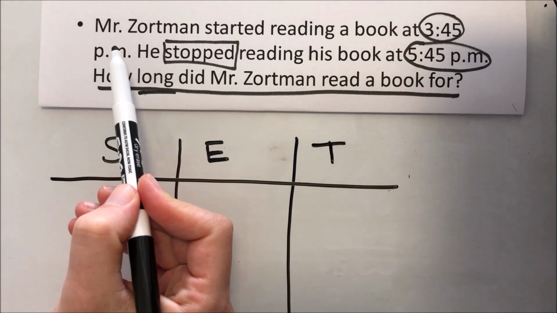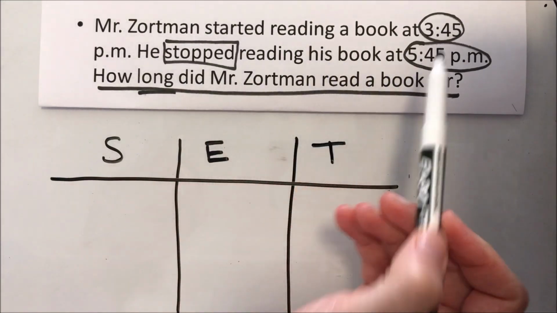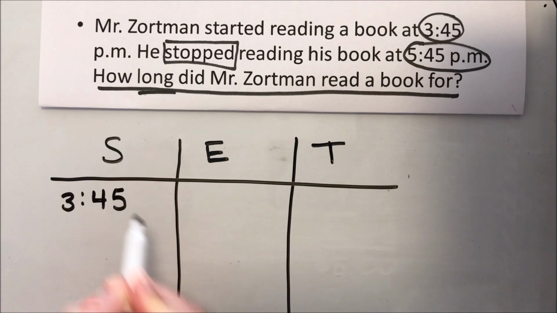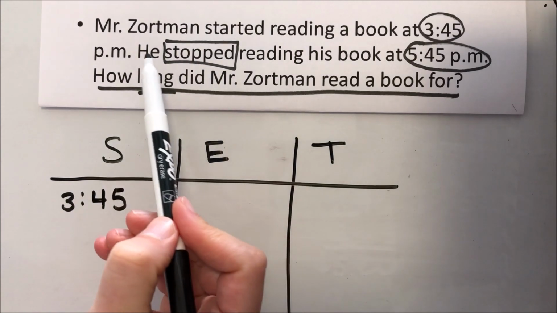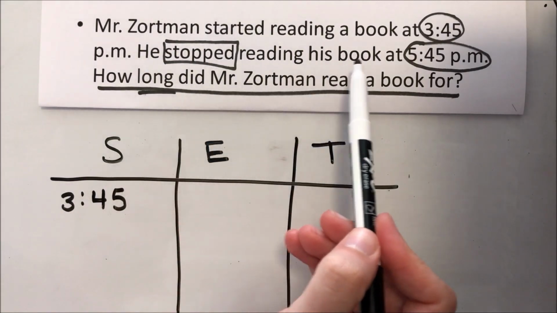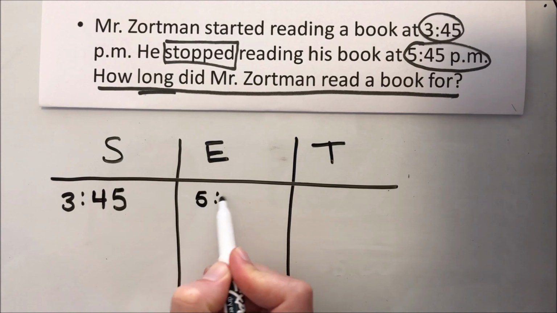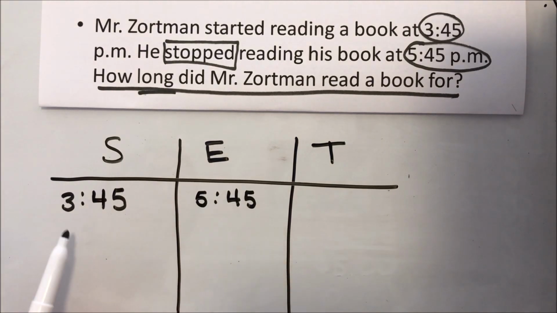So looking back at my question, I have Mr. Zortman started reading a book at 3:45. So we know our start time is 3:45. I go to my next sentence. He stopped reading the book at 5:45. So that's my end time, 5:45. So I'm thinking, how much time is between 3:45 and 5:45?